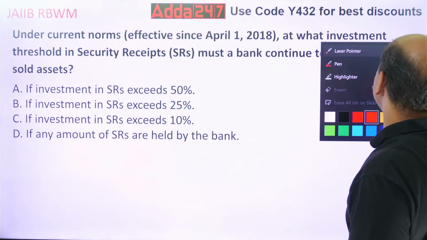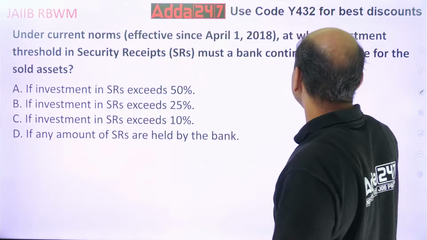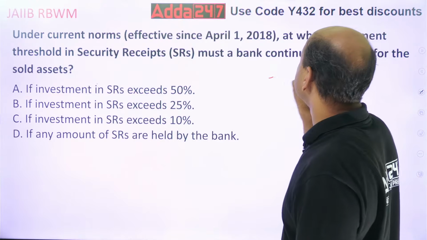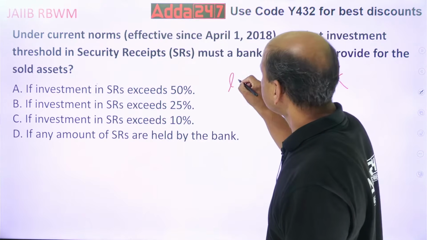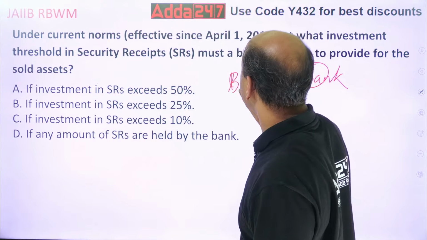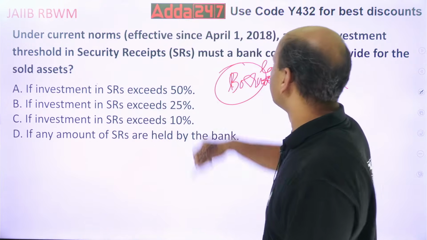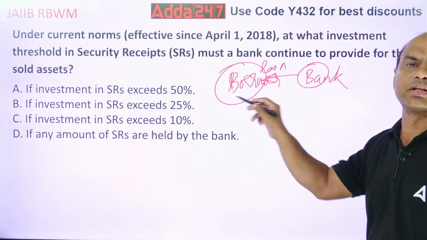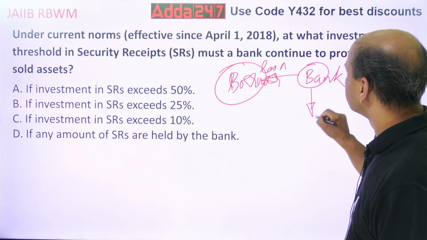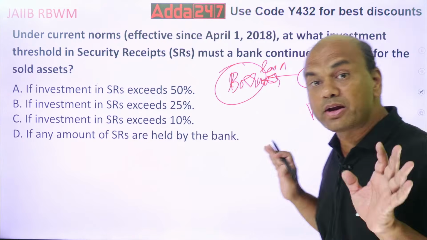Understand this securitization. How does it happen? Securitization. This is the bank. This bank gives loan to borrower. Bank gives loan to borrower, right? This is the borrower. Bank is giving the loan. Bank will sell this loan. Sell, okay? Sell the loan to a private company.